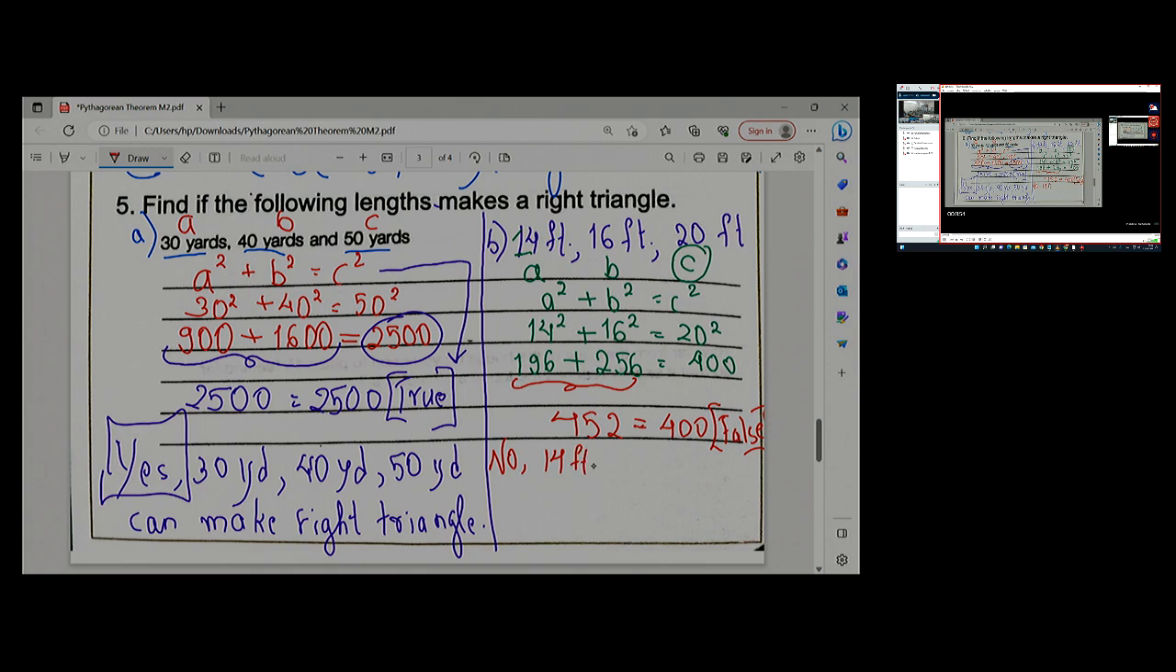14 feet, 16 feet, and 20 feet. Right? Cannot make a right triangle. Understand? So there are two questions. One, that was 30, 40 and 50. This length can make a right triangle. And in number B, we have 14, 16 and 20. These lengths cannot make a right triangle.